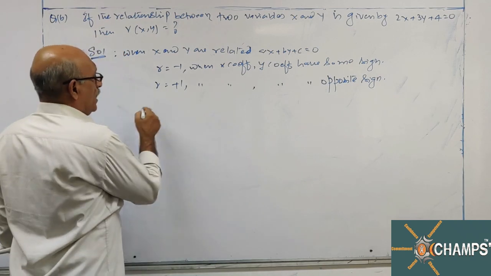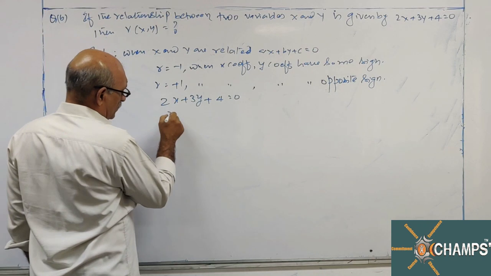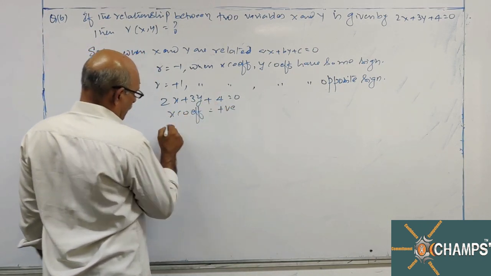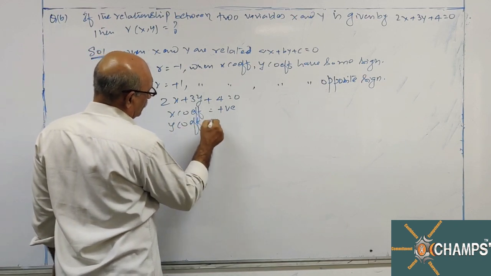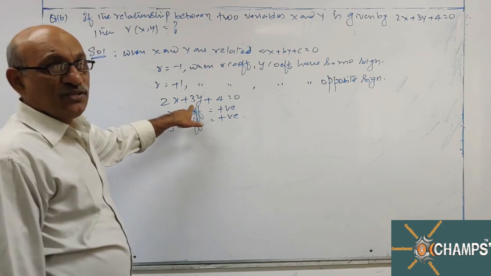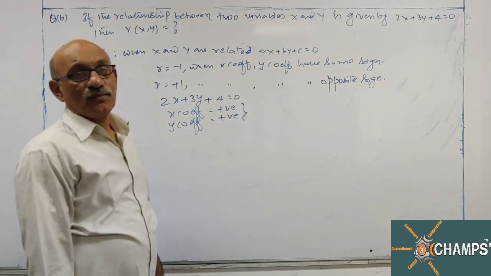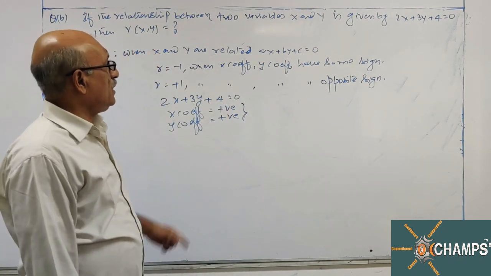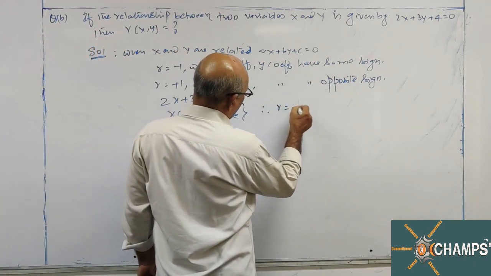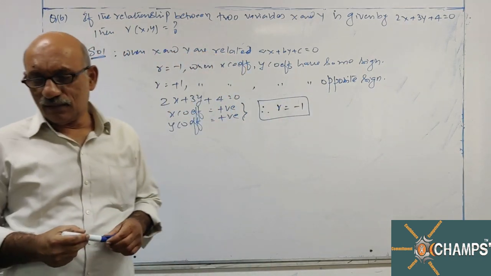Now the given problem is 2x plus 3y plus 4 equal to 0. X coefficient is positive, y coefficient is positive. Both are positive values. They have same sign. When they have same sign, what is the value of R? Therefore R is equal to minus 1.